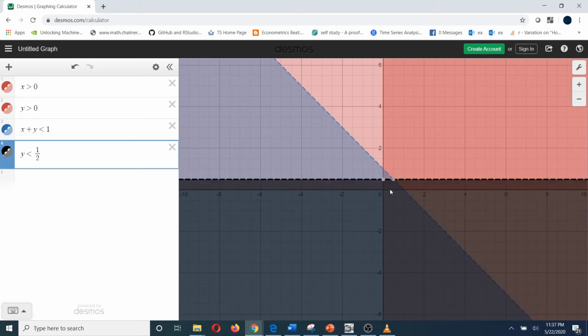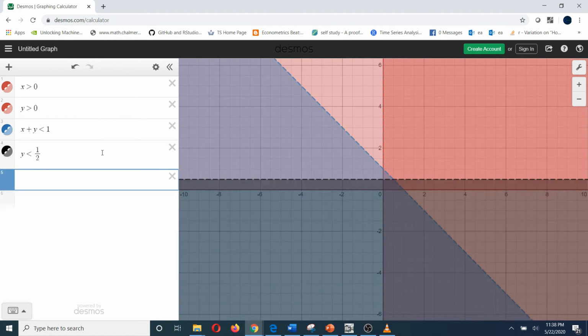Now when you consider y is less than 1/2, then our common area is this trapezium-like area, which is like this. And when I introduce my other inequality, x is greater than y, you can see the common area which belongs to all five of these inequalities is this triangle.